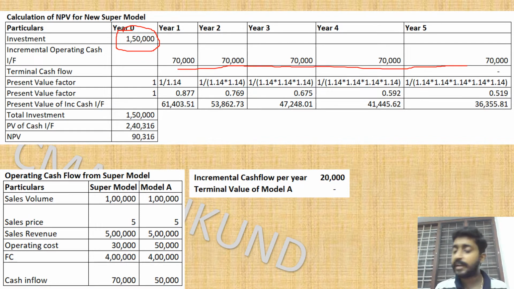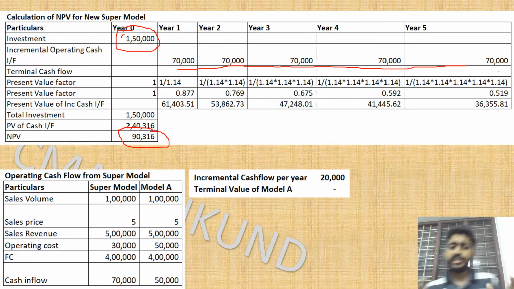Apply the same logic, multiply by the present value factor, find the present value of cash inflow, find the present value of cash outflow, which is 1,50,000, which is the investment, and present value of cash inflow minus outflow, you are getting an NPV of 90,316. So if you have a choice to buy super model or model A, model A was having only 70,000 something of NPV, but super model is having 90,000 NPV. So buying super model is better. So that's what we are answering the second question.